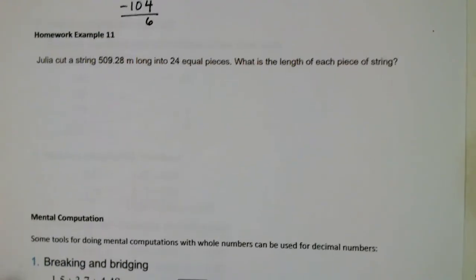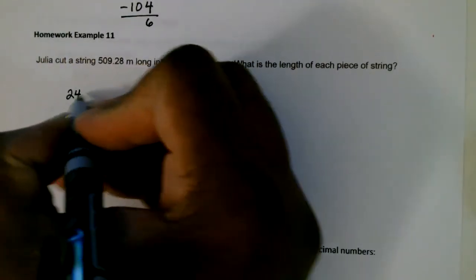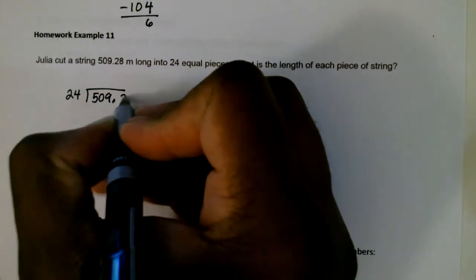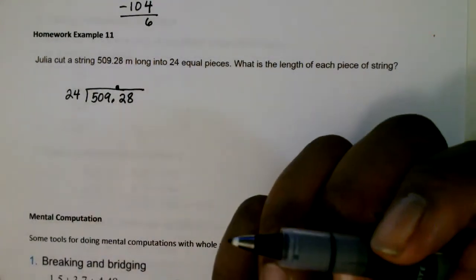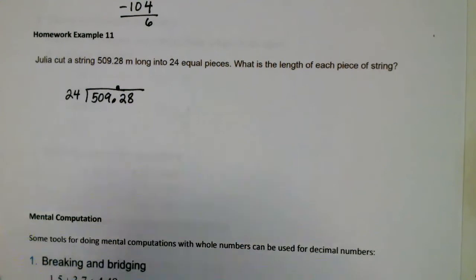All right, here's another homework example. Julia cut a string of 509.28 meters long into 24 equal pieces. What is the length of each piece of string? So we're going to divide 24 into the 509.28. Bring the decimal point up since the divisor is already a whole number.